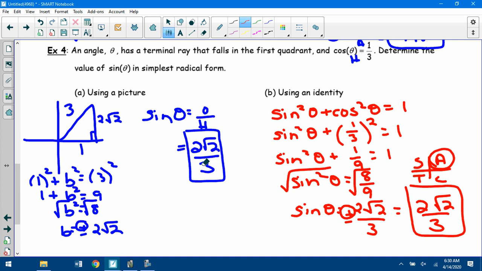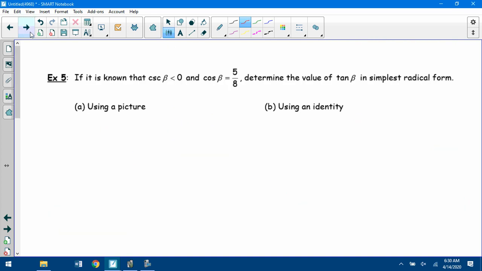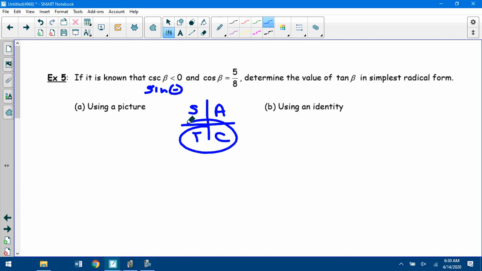All right, last page. It's known that cosecant of theta is less than 0, and cosine of beta is positive 5/8. We want to determine tangent of beta in simplest radical form. So regardless of what I do, I have to use all students try cheating this time, because I don't know what quadrant I'm in. Cosecant less than 0 means what else is less than 0? Sine. So sine is negative. So not A and S. So down there. Cosine's positive. So I'm in quadrant 4.